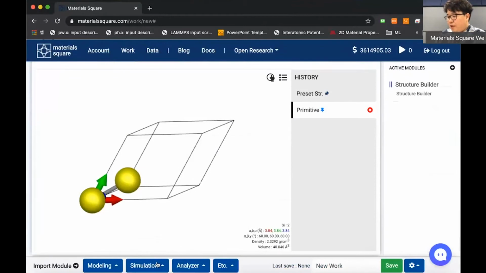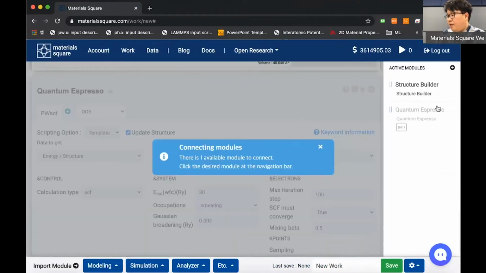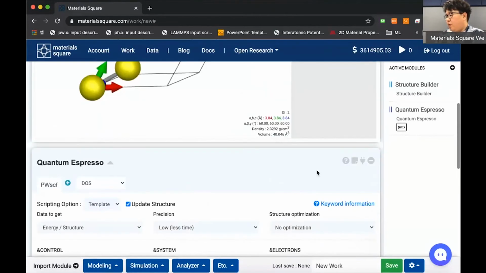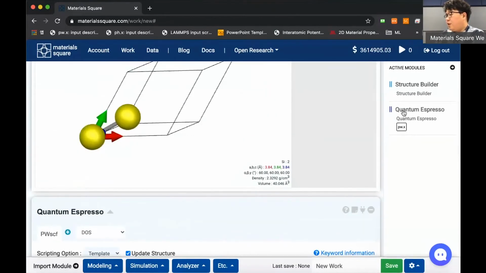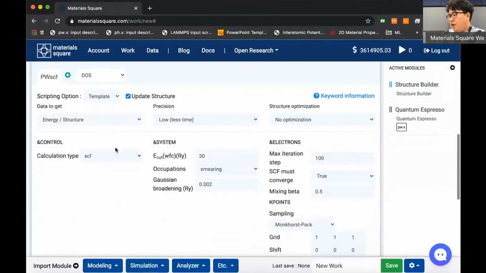Next, you press simulation, DFT, and general. Press general and then connect with the structure builder. This is the module connection. You load the Quantum Espresso module, and the Quantum Espresso module needs the structure, right? So we should connect them together. Click the structure builder, and this module is connected. You can see the sky blue, which means it is connected with Quantum Espresso. You can see many options in here.